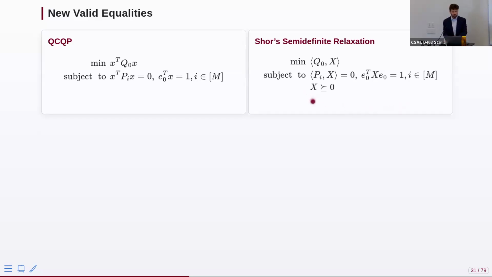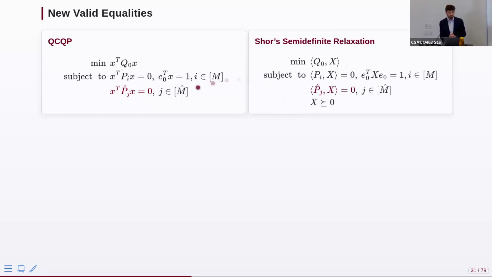If I have a quadratically constrained quadratic program with only equalities, and I look at its Shor relaxation, every quadratic equality on the left shows up as a linear equality on the right. On the left, if I add a completely redundant linear equality, it's going to show up in the sums of squares relaxation on the right.